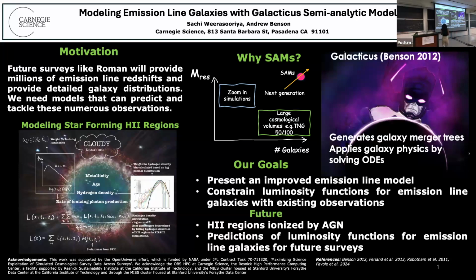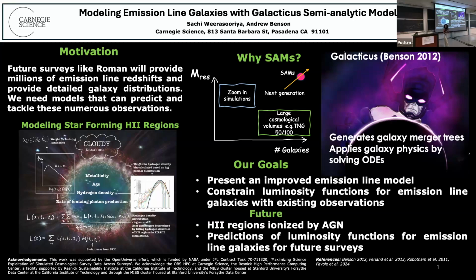If we look at the current state of simulations that we have, the zoom-in simulations are limited by statistics, and the cosmological volume simulations are limited by resolution. So one way of tackling that is using semi-analytic models, which can offer us both statistics and the resolution needed to overcome this problem. And the model that we are using is called Galacticus by Benson 2012. So we can generate merger trees of galaxies and we can apply the galaxy physics by solving ODEs.